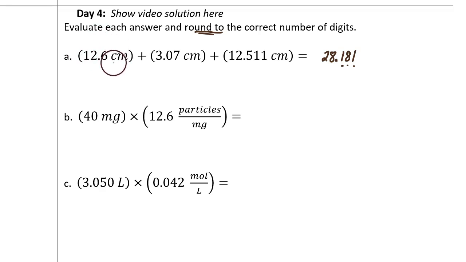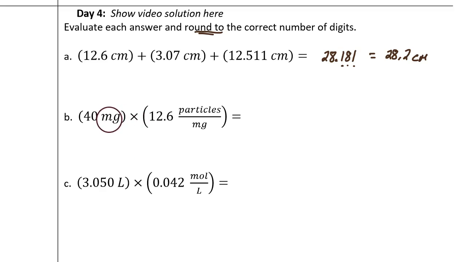It is this first measurement that is the least precise. It only has 1 digit to the right of the dot. This one has 2 digits, and this has 3 digits. Because this measurement has only 1 number to the right of the dot, our answer can have only 1 number to the right of the dot. And so we have to round off to 28.2 centimeters. Please notice as well that on a math problem, I'm making sure to include the label for the unit of measure.